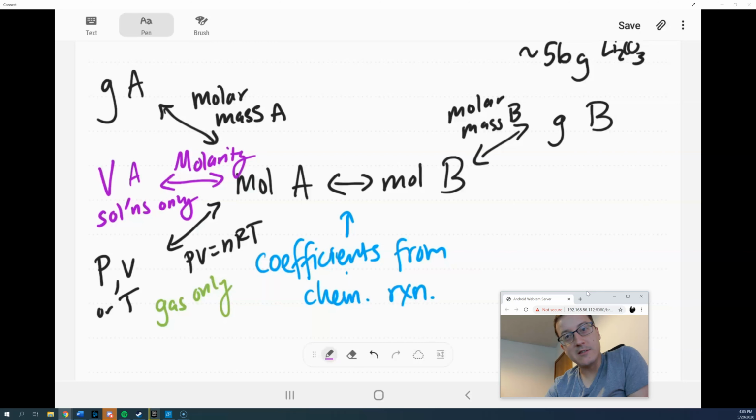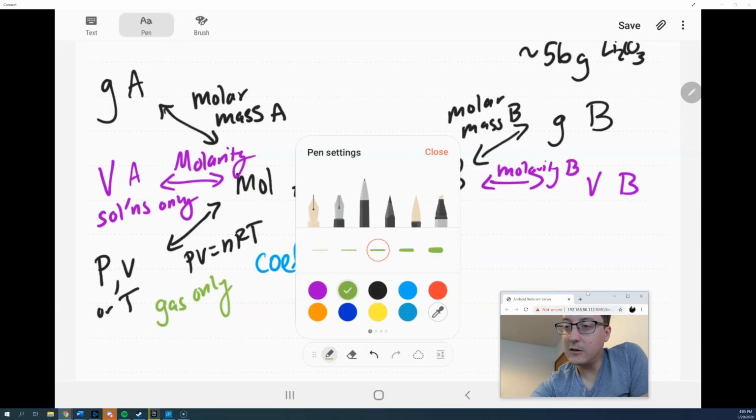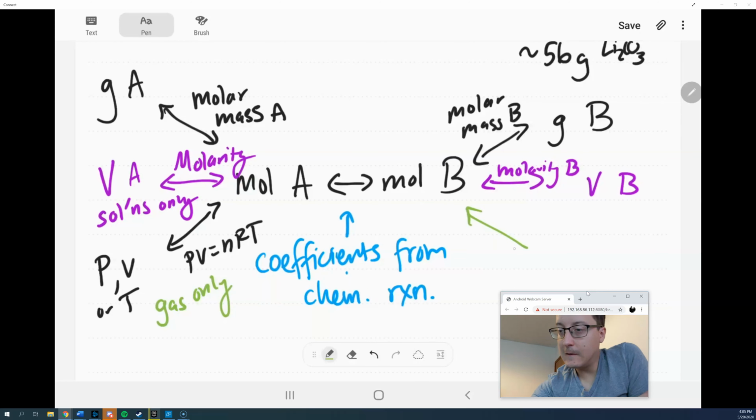And I know it has been a weird semester. All right, and so we would use those exact same things. We could use the molarity of B to find the volume of B. And we could use PV equals nRT to find P, V, or T.